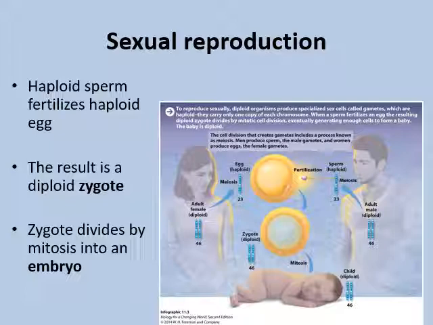Okay, so for sexual reproduction to happen, again, we've got a haploid sperm. It fertilizes a haploid egg. The result is a diploid zygote. So both of those chromosomes have paired together now, made a diploid zygote. The zygote is going to keep dividing from mitosis till it develops into an embryo and then eventually into a fetus, into a child.